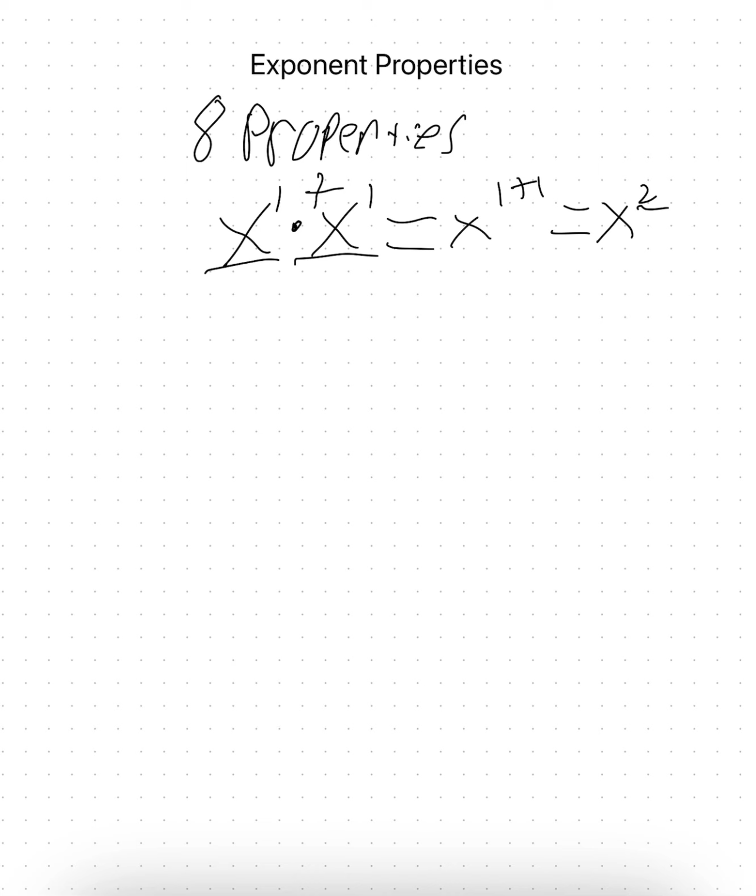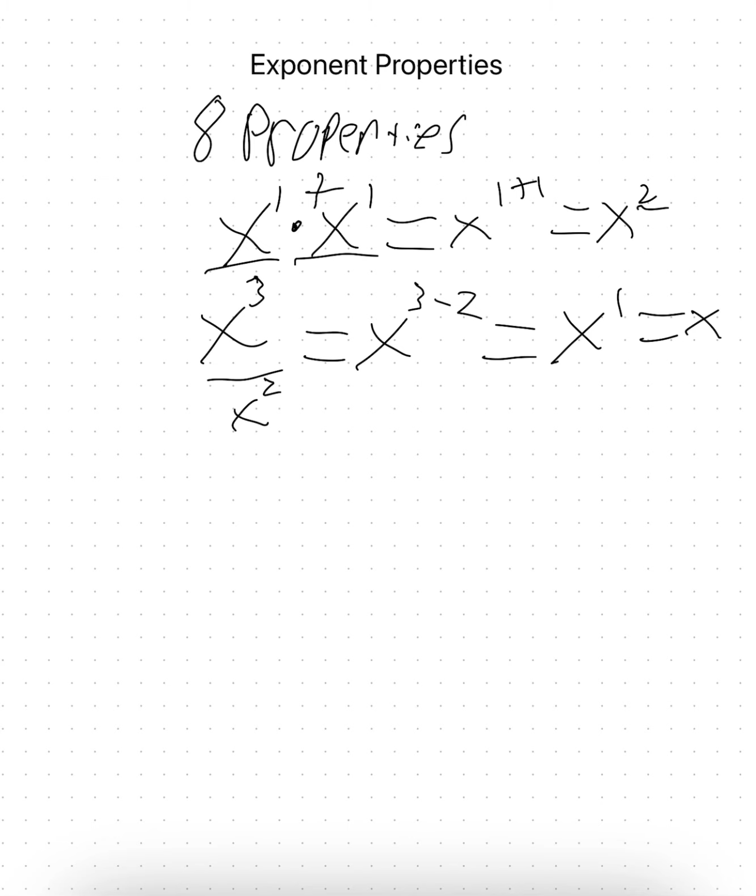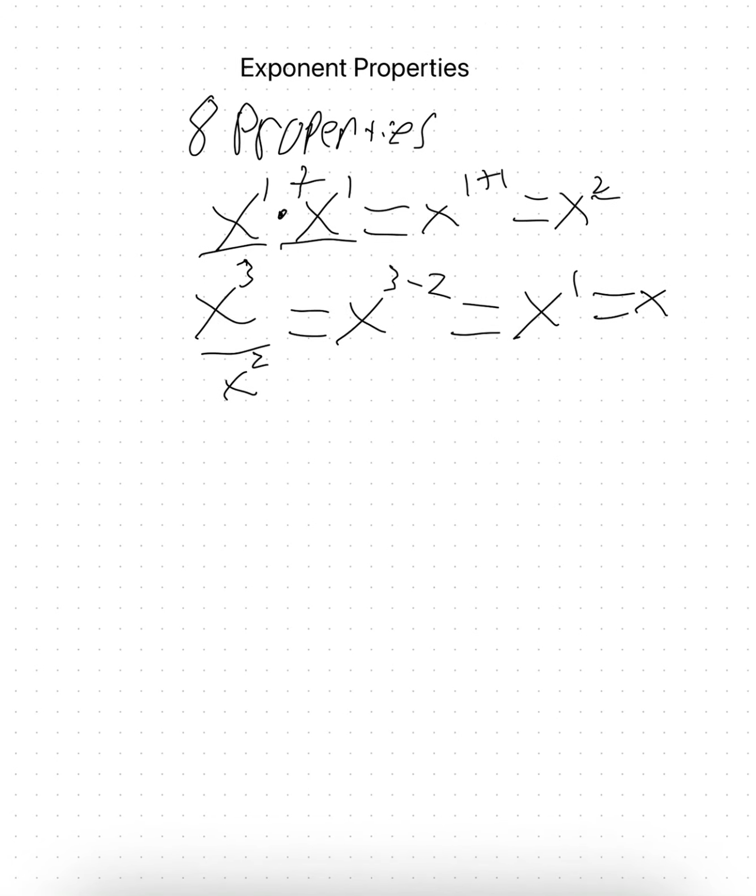And then the next property is the division property. So if I have x cubed, or to the third power, divided by x squared, that equals x to the 3 minus 2 power, which equals x to the first, that's x. Okay, so there's a division property.